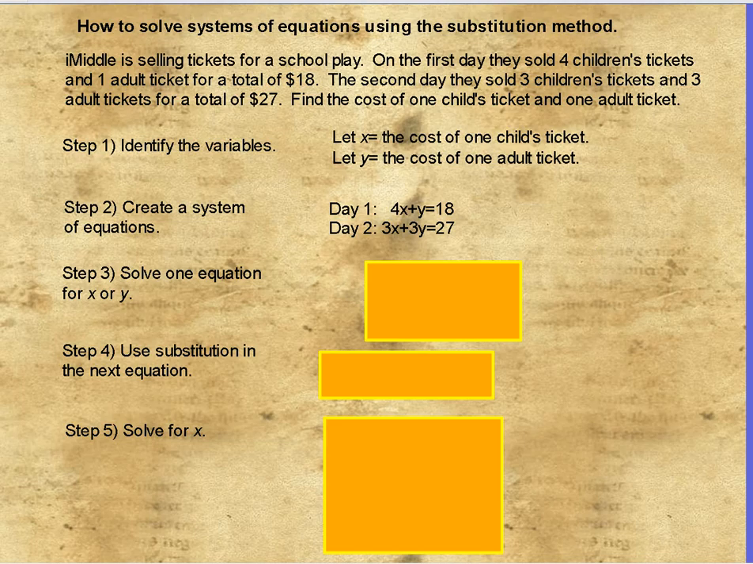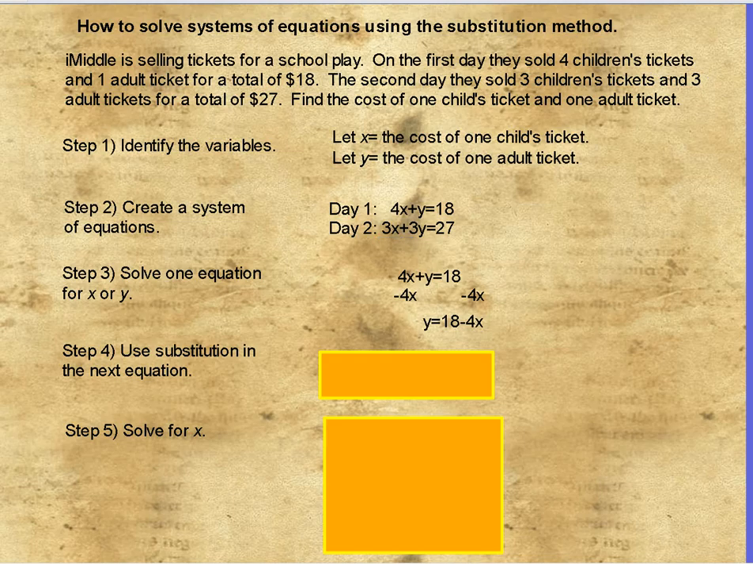In this case, day 1 is going to be the easiest because there is no coefficient besides 1 in front of y. So, solving for y, we have to subtract 4x from both sides, and that gives us y equals 18 minus 4x. And we repeat the same process as we did in the previous example. So step 4 is going to be to use substitution in the next equation, which would be 3x plus 3y equals 27. So pause your screen and see if you can do this on your own.